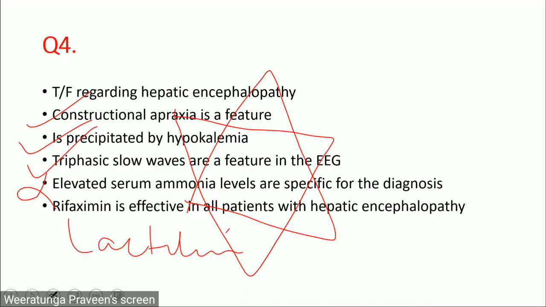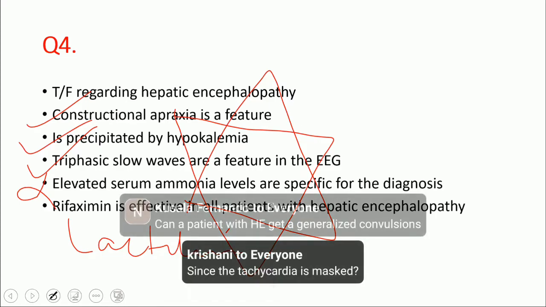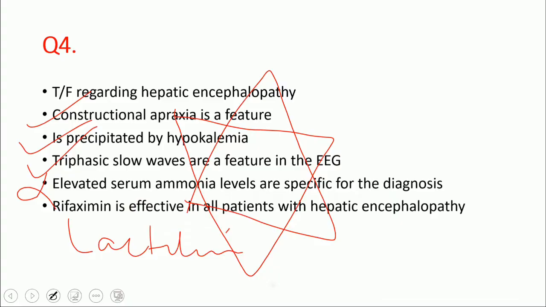And I might have told this earlier. Among the antibiotics, rifaximin is the drug that we recommend now, and it is used mostly in the setting of recurrent hepatic encephalopathy. In the first episode, it's not very effective. But it's effective in recurrent hepatic encephalopathy as a prophylactic measure against repeated episodes. So currently guidelines recommend rifaximin in recurrent hepatic encephalopathy. A patient with hepatic encephalopathy can get generalized seizures, they can get cerebral edema, so all of these are possible, but if they get seizures, that means it's quite advanced.